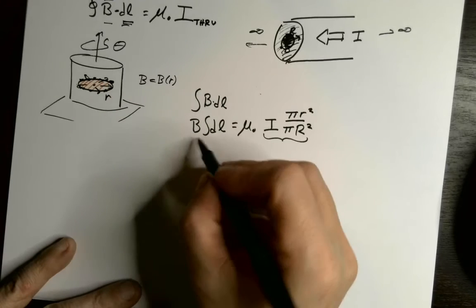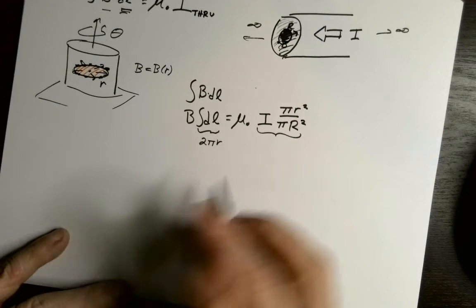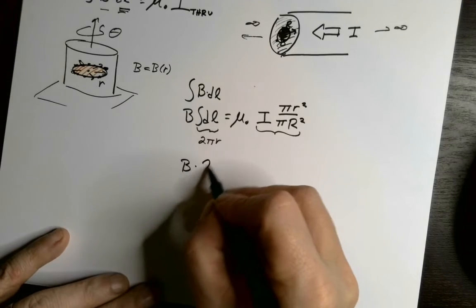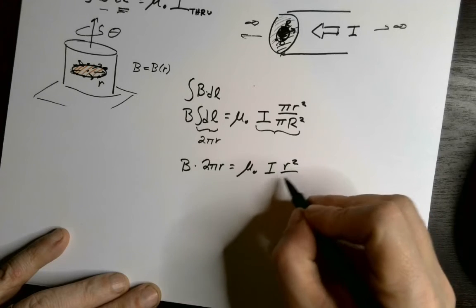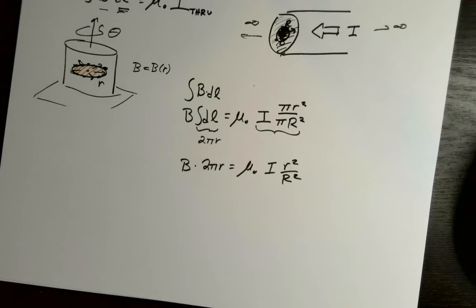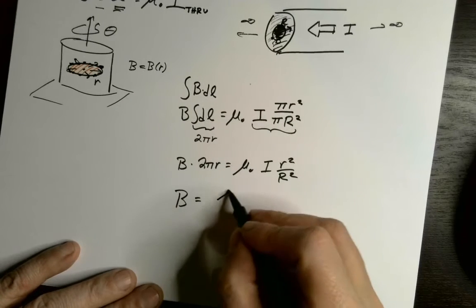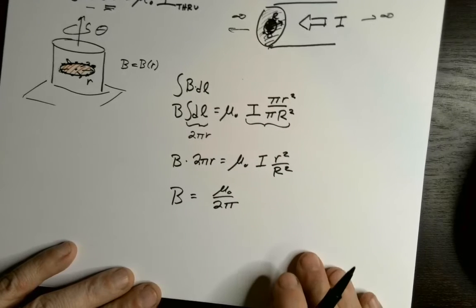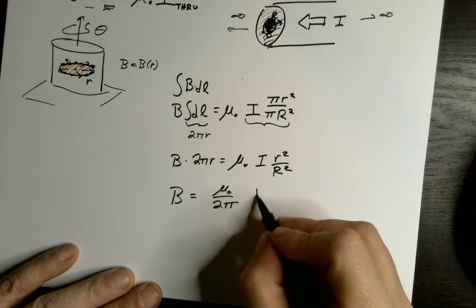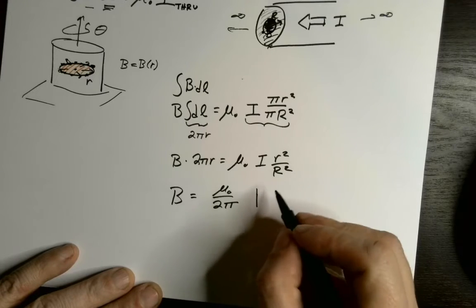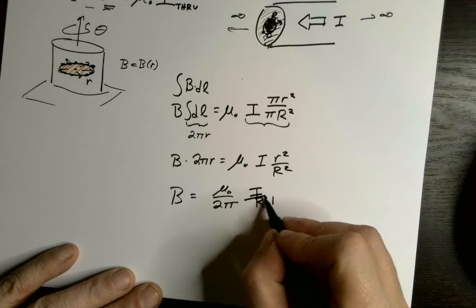The integral of dl around that loop is just 2 pi r, just the circumference of the circle. So we've got B times 2 pi r equals mu 0 I times r squared over the radius of the wire squared. One of those r's is going to cancel, and we get B equals mu 0 over 2 pi times, how do we want to write this? We'll write I over R squared times r.